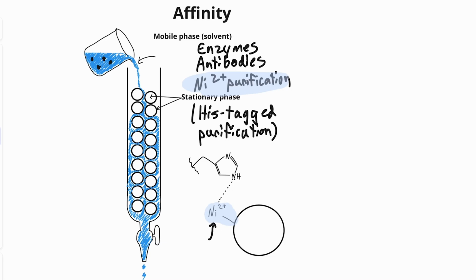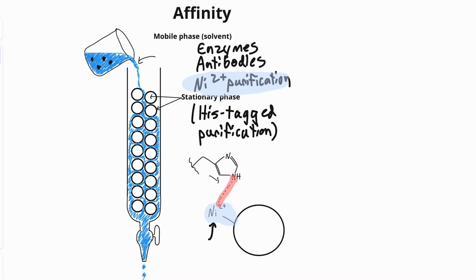What I've drawn here is an oversimplification of what's on the beads, but you really don't need to know any more details than this. As the proteins of interest pass through, these histidine residues are going to use that lone pair on the nitrogen to form a coordinate covalent bond with those 2+ nickel ions. And this is actually happening with 2 histidine residues on the protein, but again, that level of detail is not something you need to know. What this ensures is that the only thing trapped in the column is the protein with those histidine residues.